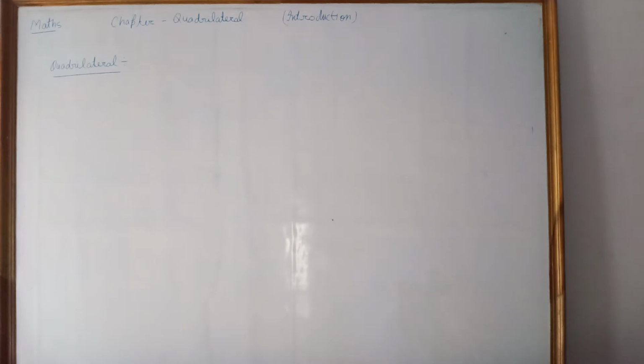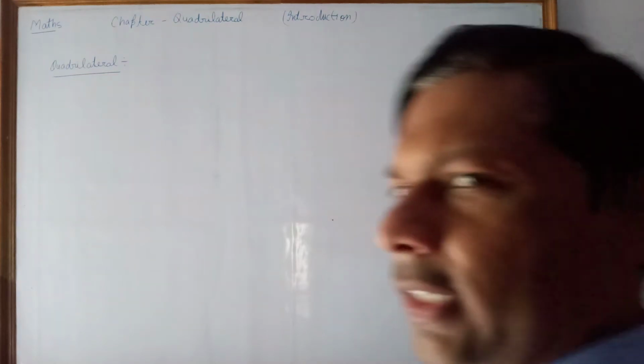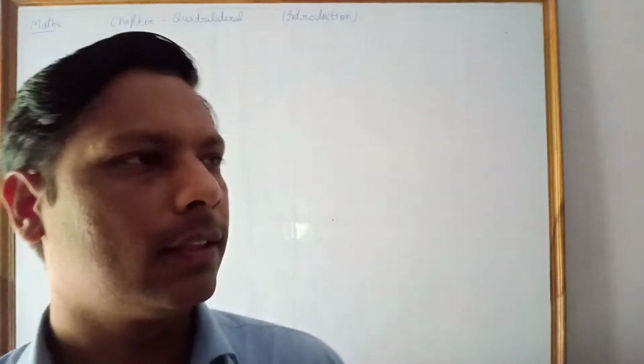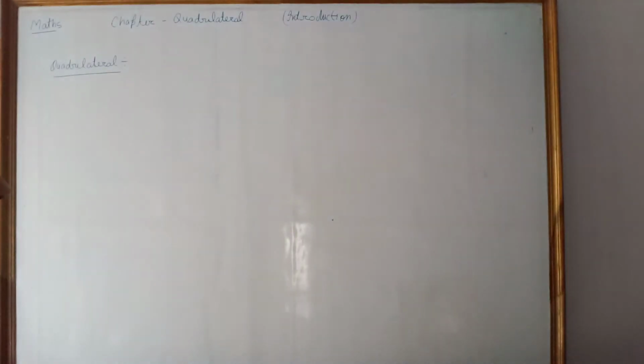All of you know very much about the quadrilateral. Let us revise in a few minutes. What is a quadrilateral? A quadrilateral is a closed figure having four sides.